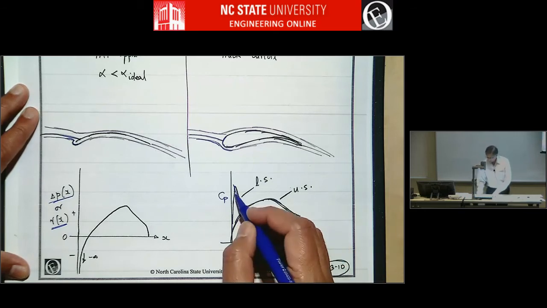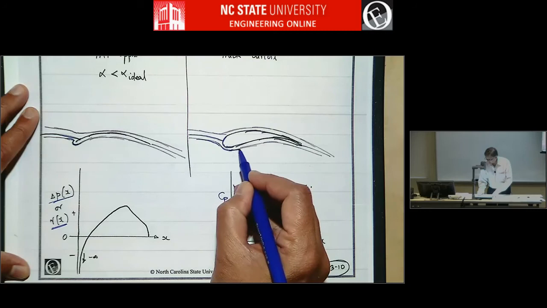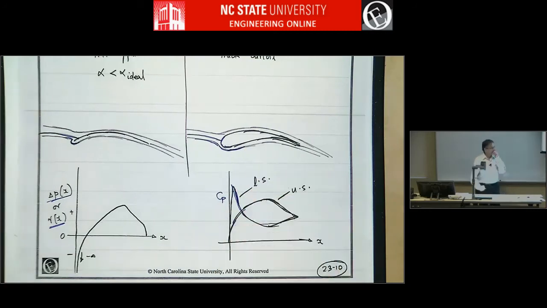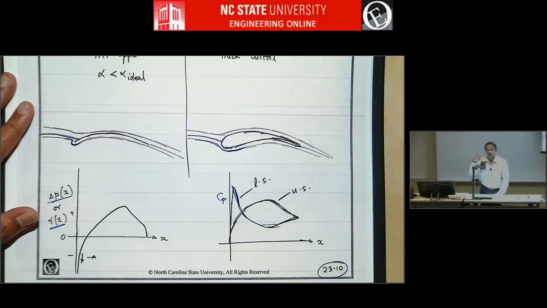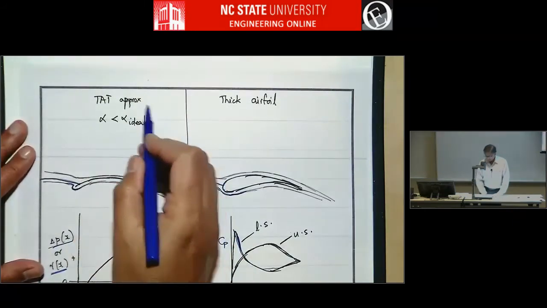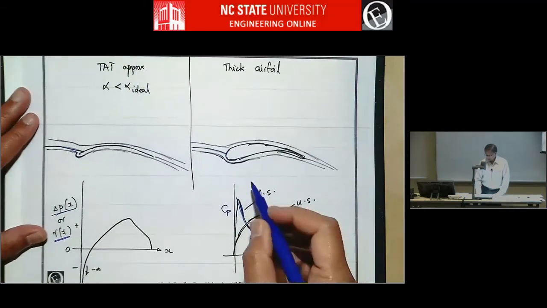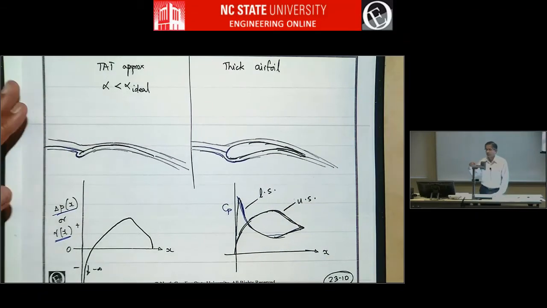So the lower surface getting a suction peak means there is adverse pressure gradient here. So this region is adverse. So if you're trying to get laminar flow, this is the angle of attack at which the lower surface will lose laminar flow. And if this is significantly less than alpha ideal, then you will have such a big suction peak that the lower surface will separate. Flow will separate on the lower surface.